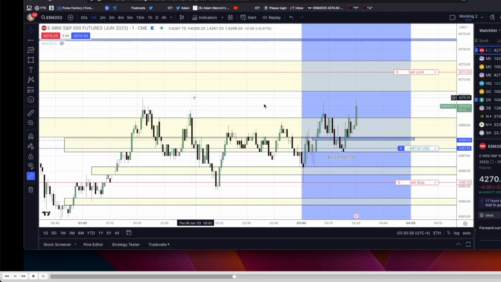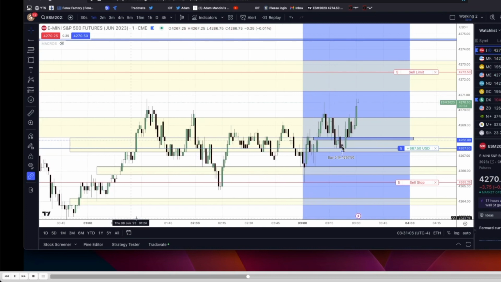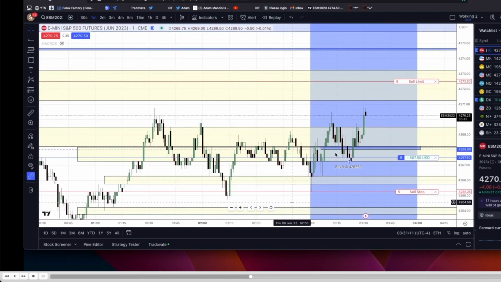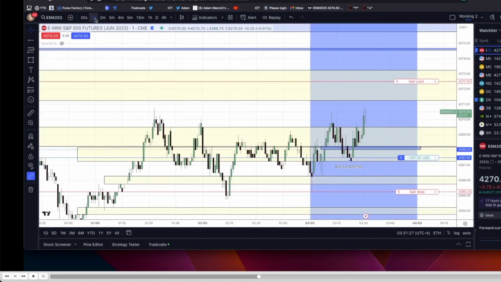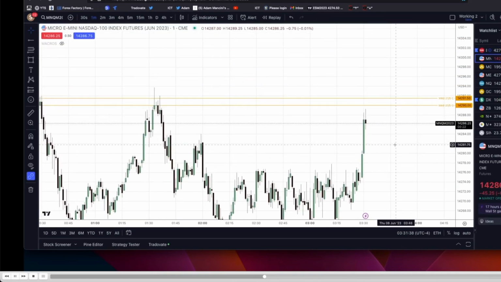Let's see. So this is on the 1 minute. Here you can see that this is the fair value gap from here to here. It's got this value imbalance, which I make blue, and it came into there. I set a limit order, got that at the bottom. Proceeded to go just one tick lower, which is pretty amazing.